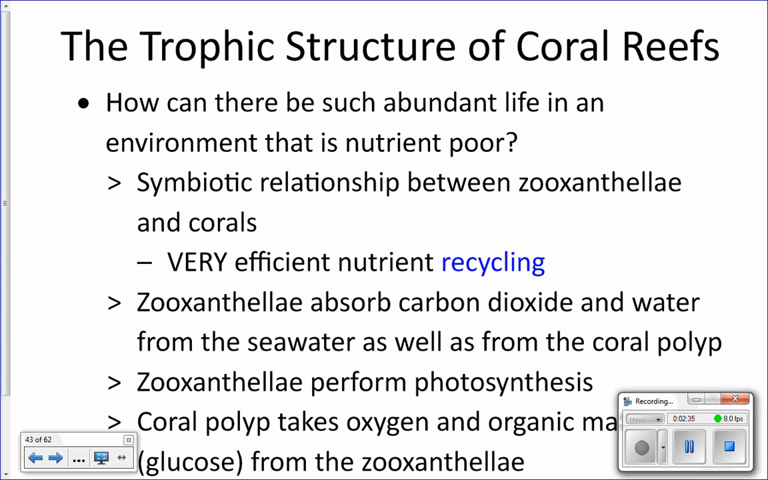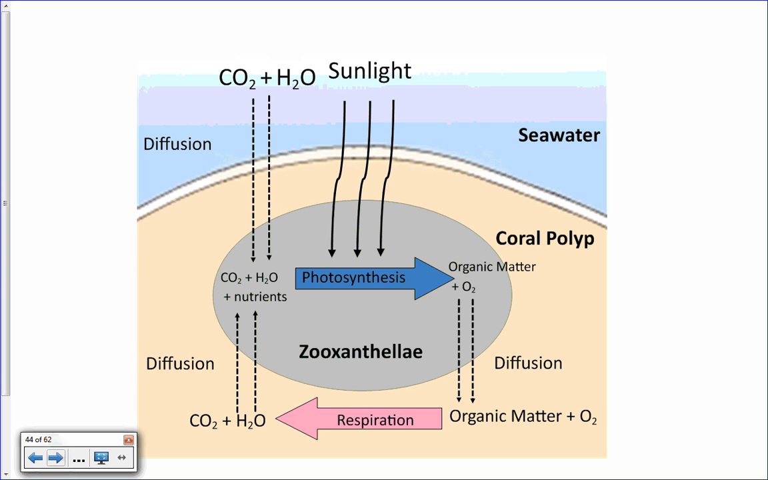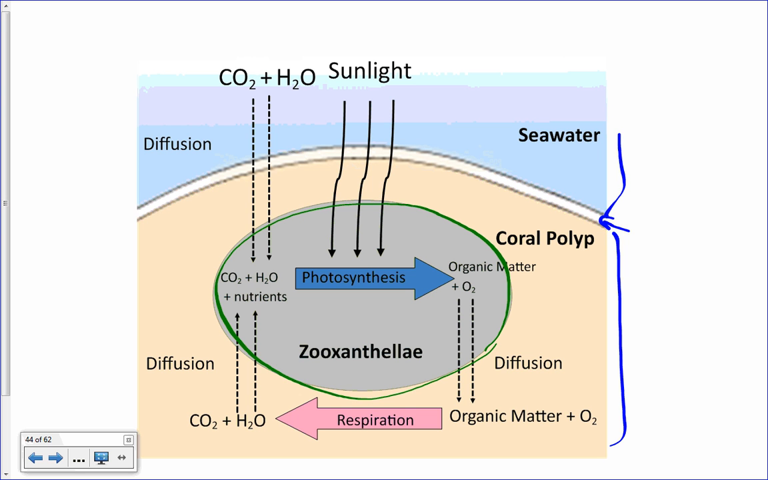So here's what happens. All right, the green circle is your little zooxanthellae living inside of your coral, right? And this white line right here, that's the body of the coral. So in here's the coral, and out here's the seawater. So you have your little zooxanthellae living inside. And the zooxanthellae gets carbon dioxide and water from the coral polyp. Okay, carbon dioxide and water and some other stuff are the nutrients that the zooxanthellae need. And they're also able to absorb some of that from the seawater.